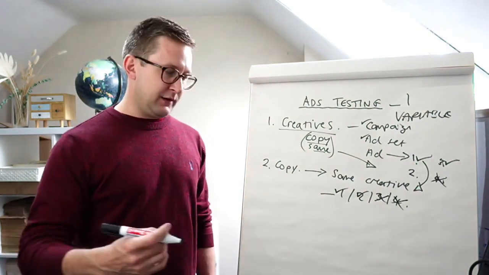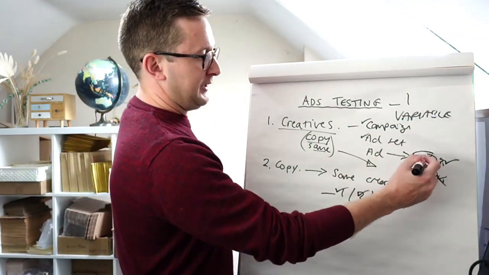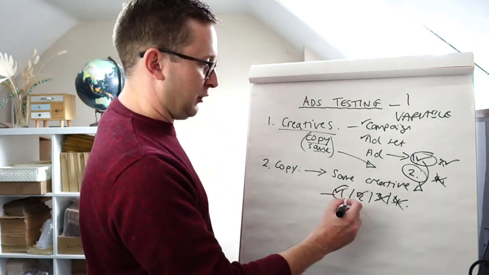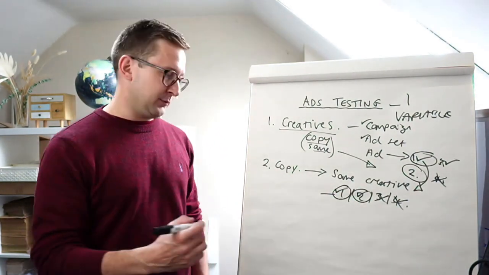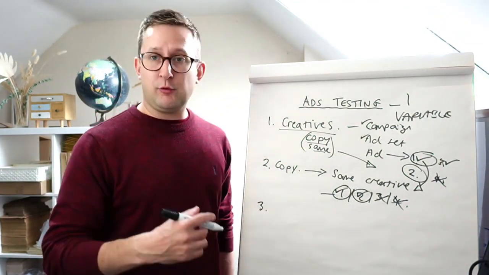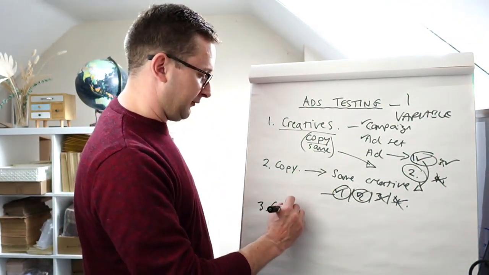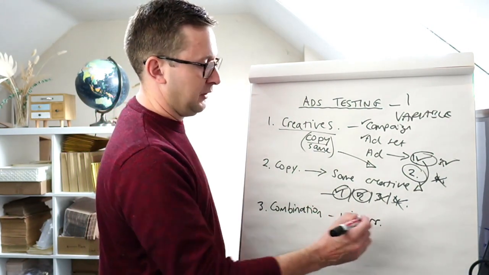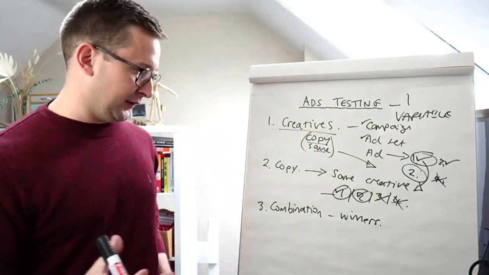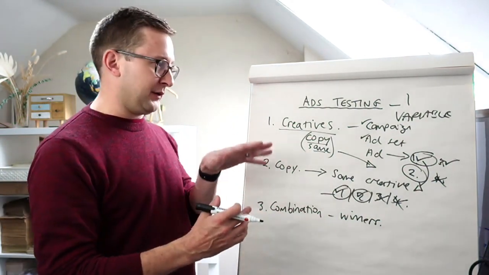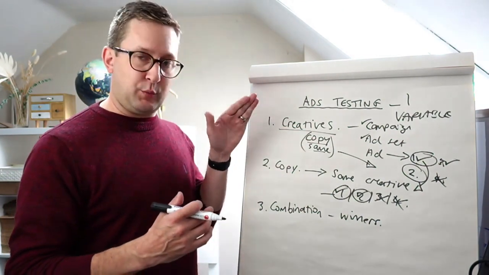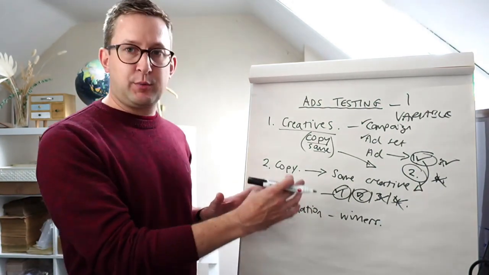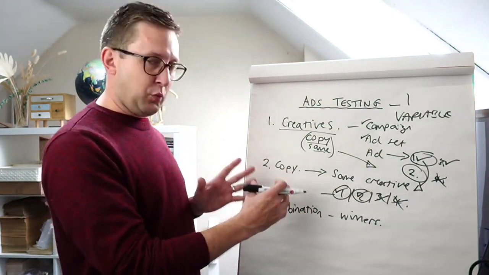Now, what you'll then know is you'll have a creative that's performing very well, or let's hope you've got a couple of those, and then you'll have a couple of copy variations that are performing well. And then you will put those into a combination. They're the ones that have performed successfully. So you will combine the winning creative and the winning copy, because by doing that, you will know that this ad has got the best possible chance of performing well.